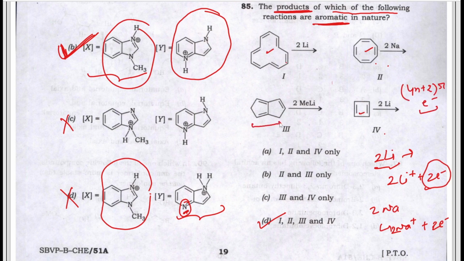Similarly, if we consider this case, this is an organolithium compound which will act as a base in this reaction, and there are two equivalents of RLi, so it will abstract two protons, one proton from this carbon and one proton from this carbon. After that it will have 10 pi electrons, and then it will also follow the 4n plus 2 pi electron rule. So ultimately the products of all these reactions will be aromatic in nature. So the correct answer of this question is D.